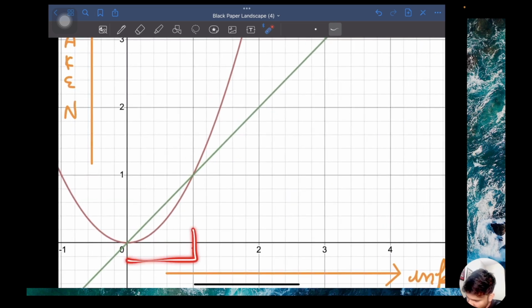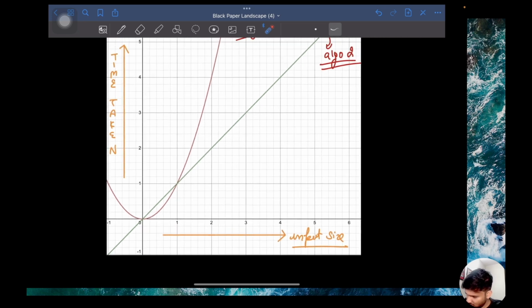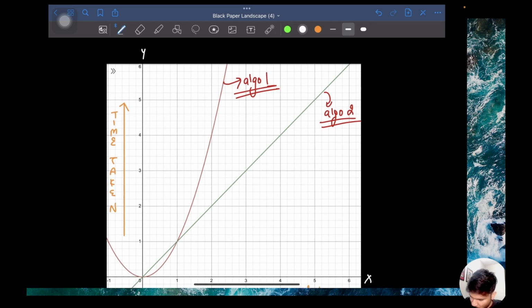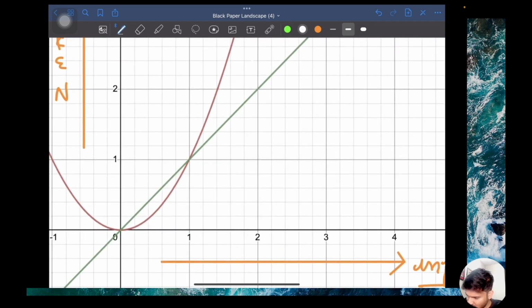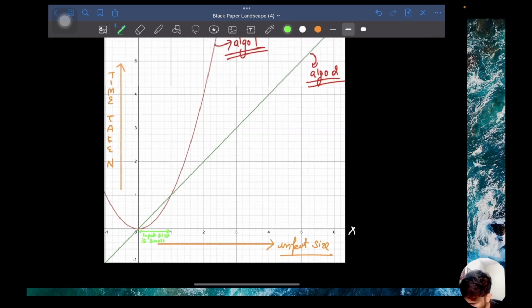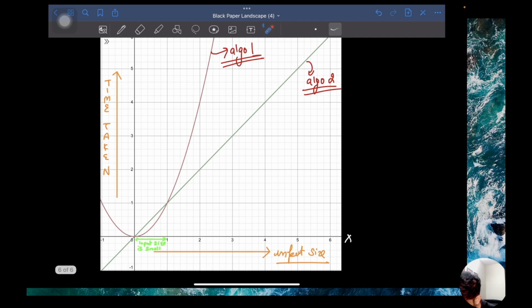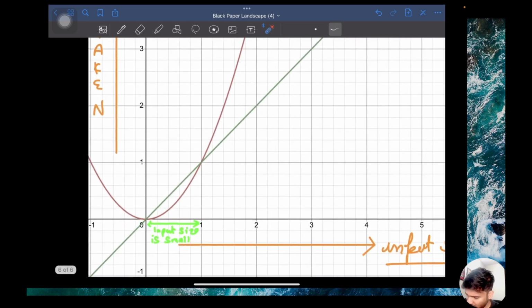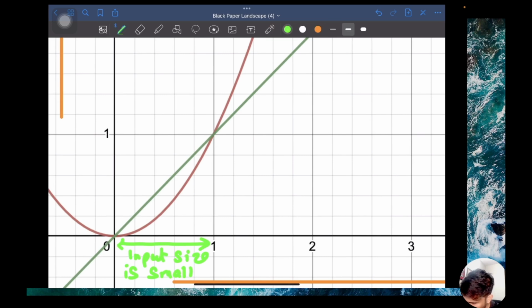when you are in this range of input, see, this is the x-axis, right? This is the y-axis. So in the x-axis, when you are in this range, that is, your input size is very small, in this particular region, algorithm 1 is working better than algorithm 2. Can I say that? Now you might be thinking why? Because, let me plot it.